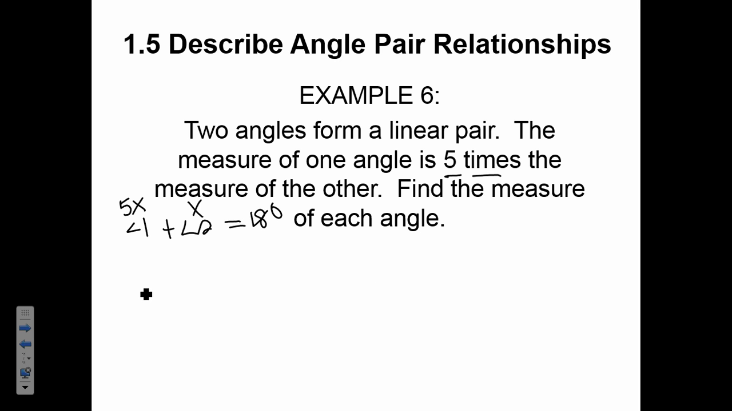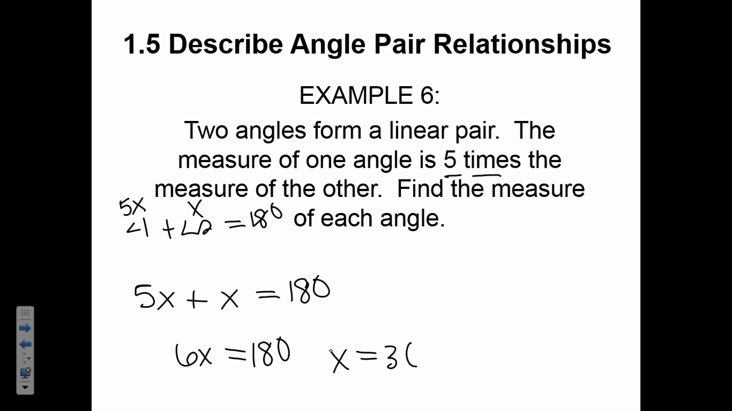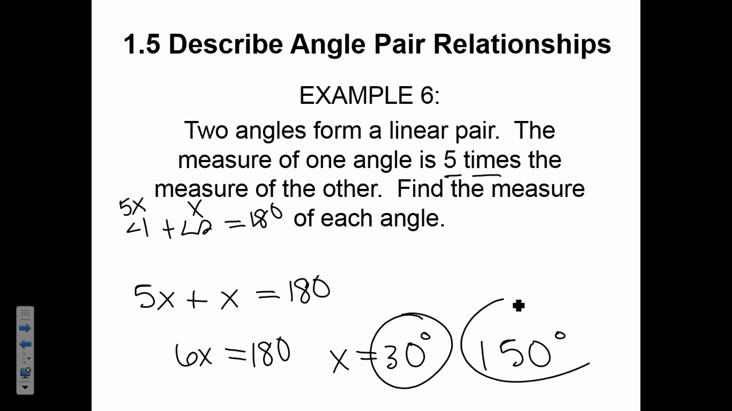Since they are a linear pair, I know that 5x plus x has to add up to 180. So now when I go through and solve this, 6x equals 180. Divide both sides by 6 and we get x equal to 30. So x is 30. If one angle is 30 degrees, my other angle would have to be 150 degrees because it is 5 times the measurement. So if one is 30, the other one would be 150.